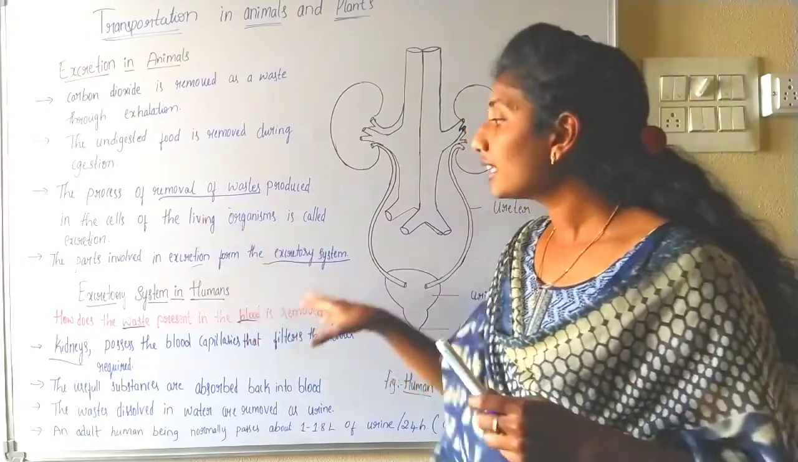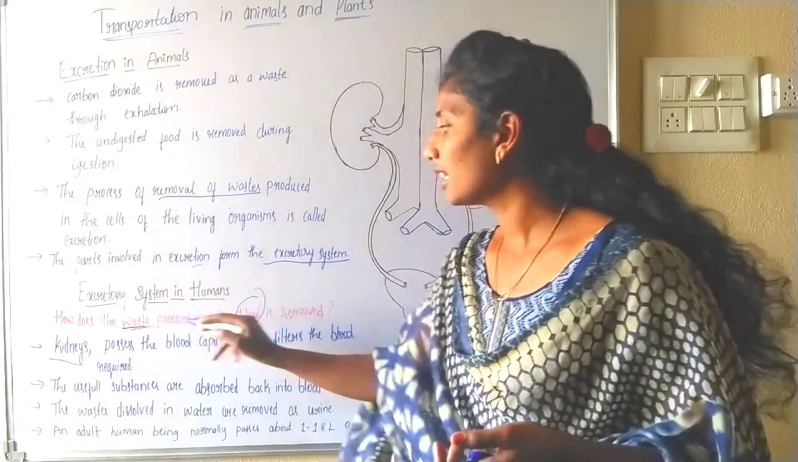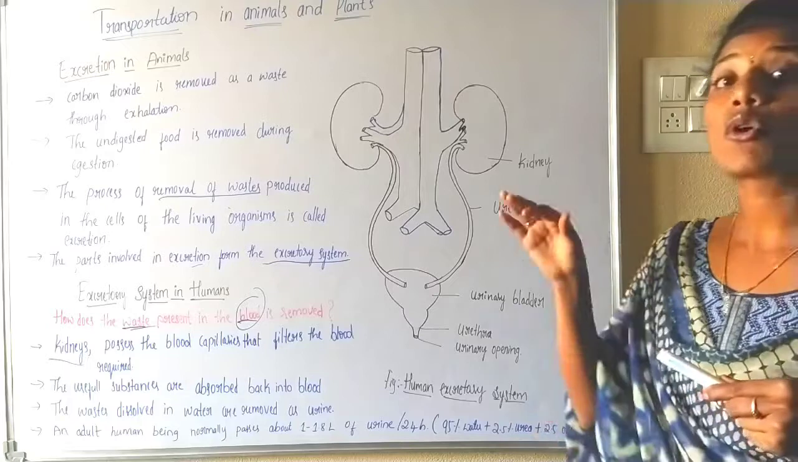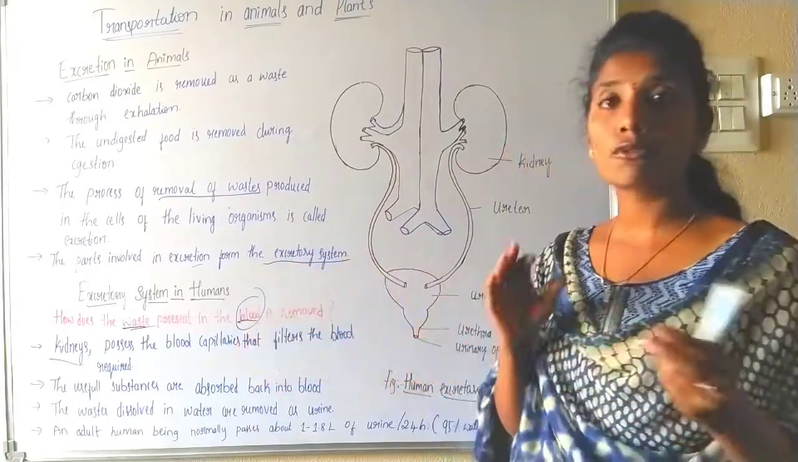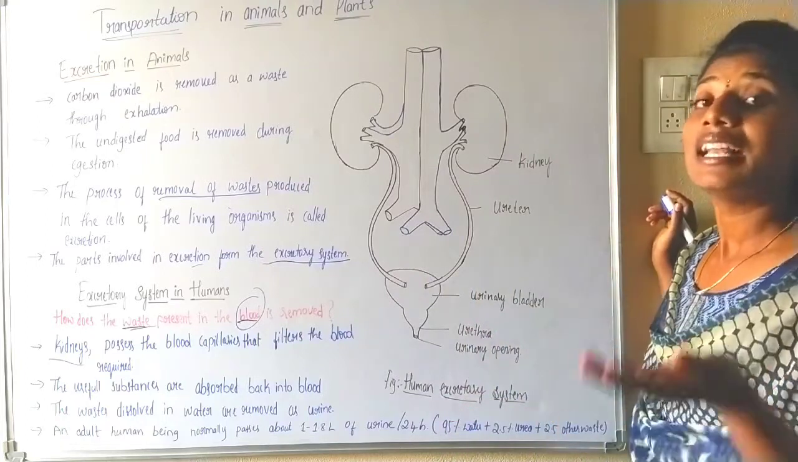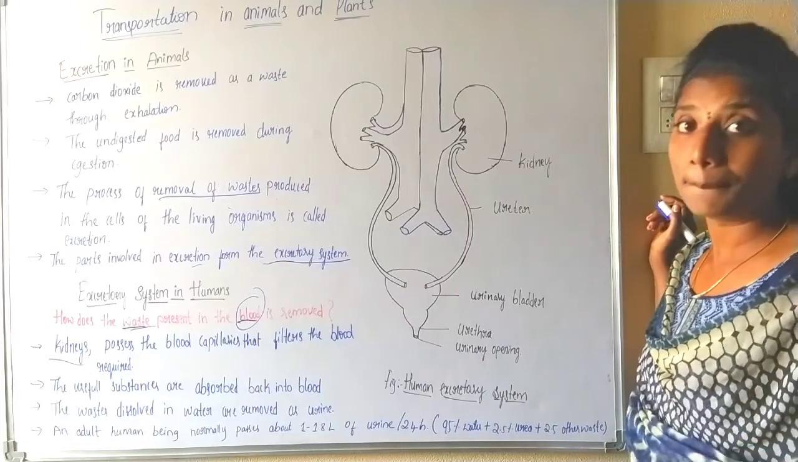That means all these waste materials will be present in where? In blood. So the waste materials are also present inside the blood. Even the waste materials are being carried from one part of the body to another part of the body with the help of the blood itself. So, how will this be eliminated? How will these waste materials be eliminated from the blood?